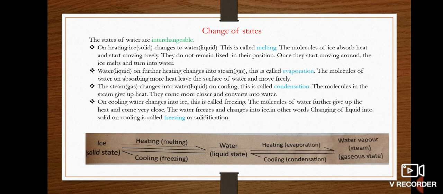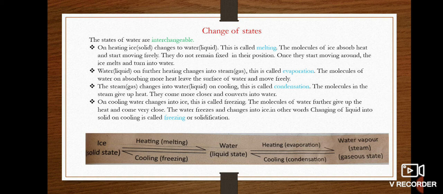Let's see how these three states of matter change. The states of water are interchangeable. We will understand the change of states with the example of water. On heating, ice that is solid state changes into water that is liquid. This is called melting. The molecules in the ice absorb heat and start moving freely. They do not remain fixed in their position. Once they start moving around, the ice melts and turns into water.